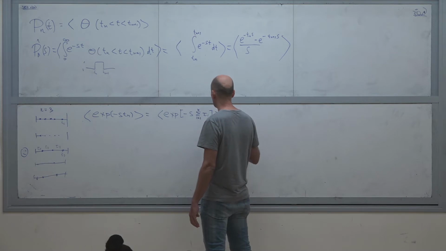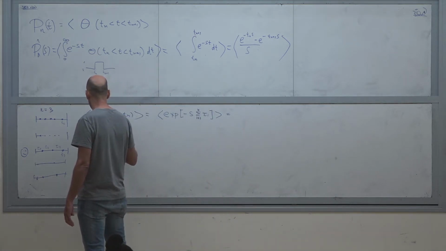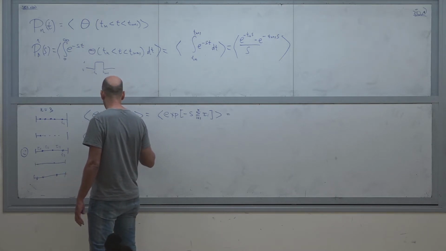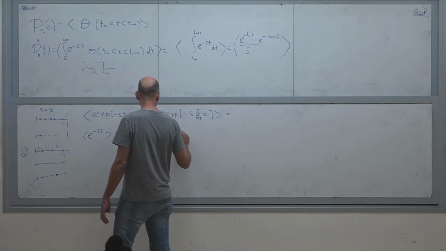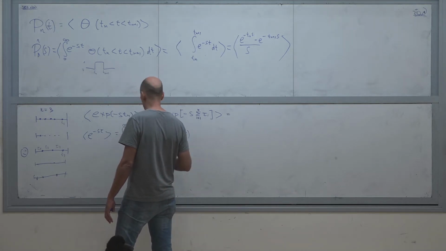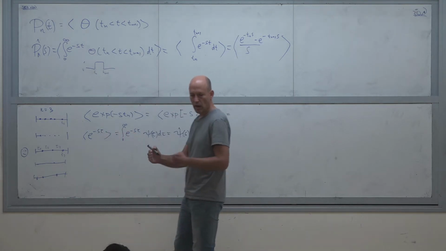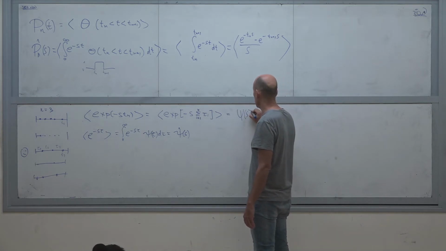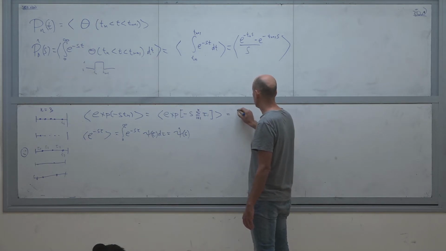So what do we have here? We know that the average of e to the minus s tau is, for some generic tau, simply the integral from 0 to infinity of e to the minus s tau times psi of tau, the PDF of tau, d tau. That is nothing else but the Laplace transform of the individual time between renewals. So what we have here is psi of s, one guy, but we have it n times.